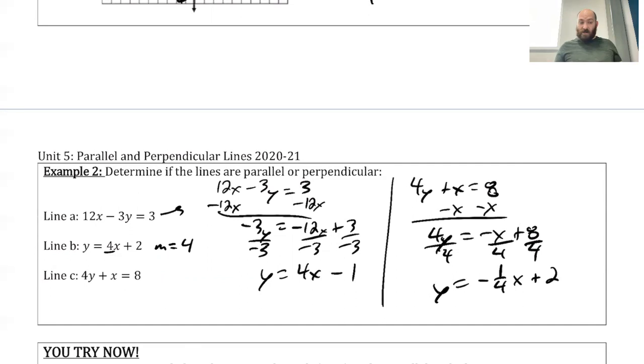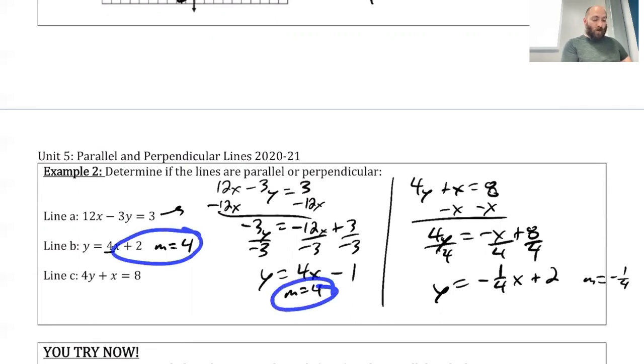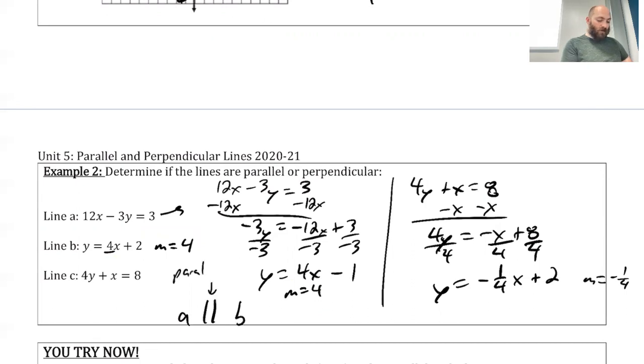Now, let's look at these. Here, my slope is 4. And here, my slope is negative 1/4. So to start off with, I think it's pretty clear to see that one's 4 and that one's 4. So that means A is parallel to B. Don't forget that's what this means: parallel. Okay, but when I look at another one, negative 1/4, that is the opposite reciprocal of 4.